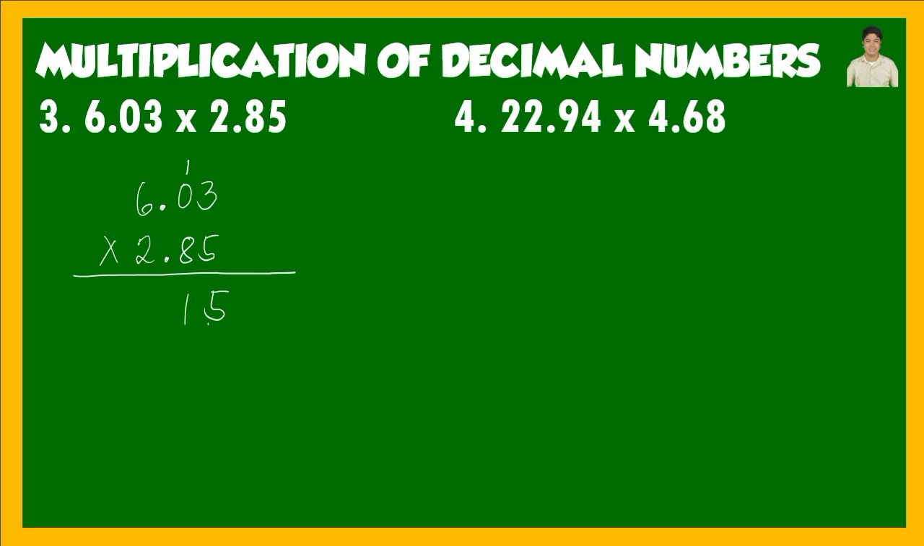And then 6 times 5, we have 30. So, sulat natin 30. Next, dito naman tayo sa 8. 8 times 3, we have 24. So, write 4 and then carry 2. 0 times 8, that is 0. Remember, any number multiplied by 0, the answer is always 0. So, 0 times 8, that is 0 plus 2. So, we write 2. And then, 6 times 8 or 8 times 6, that is 48. So, sulat natin 8 and then 4.